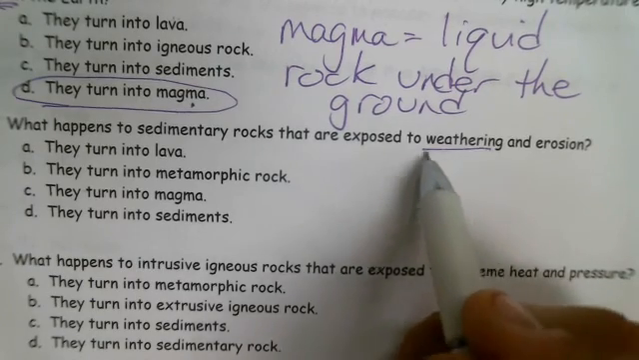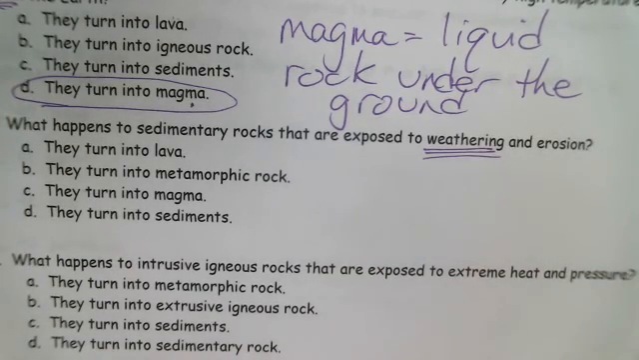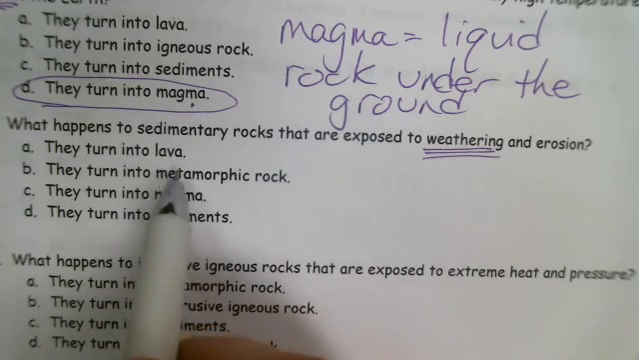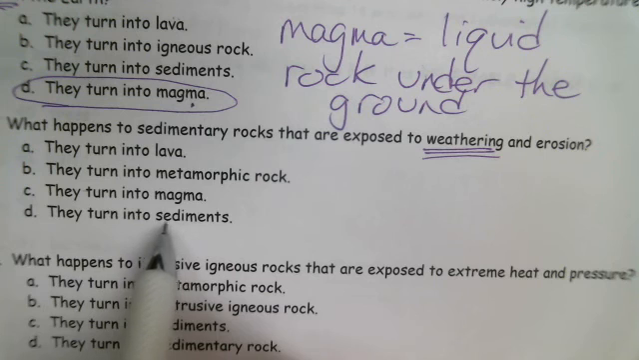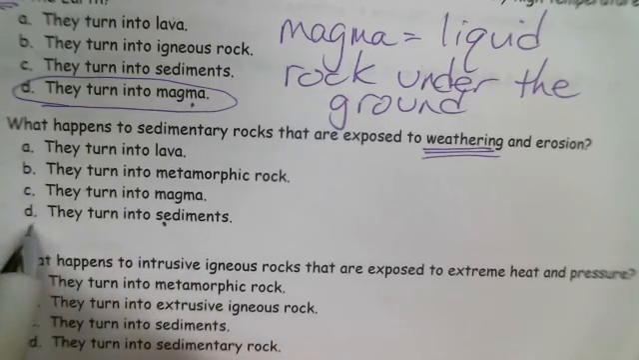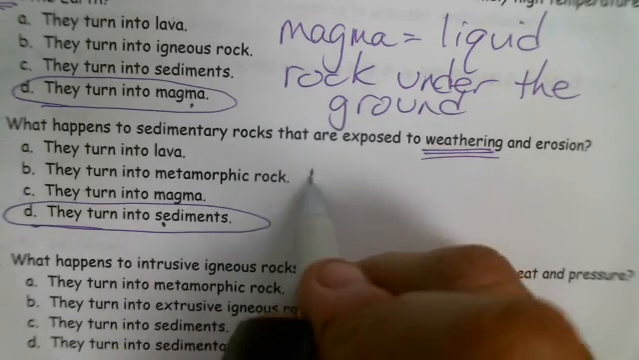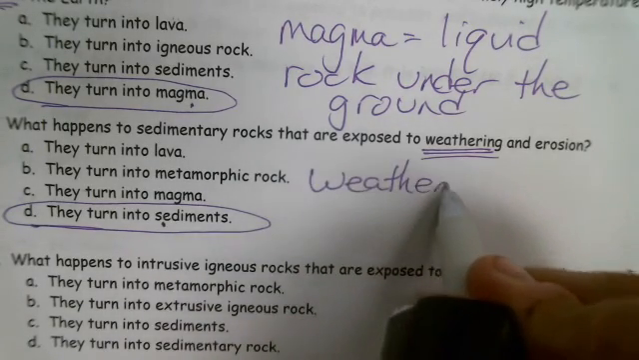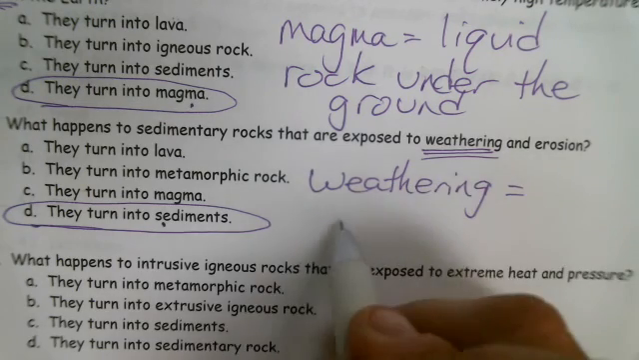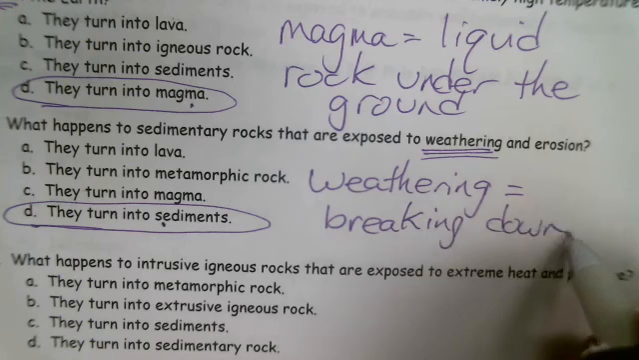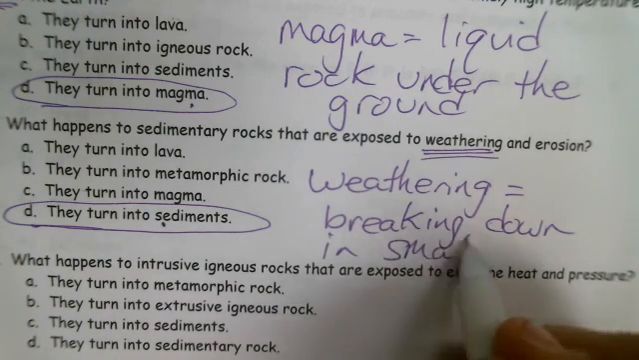Number 32. What happens to sedimentary rocks that are exposed to weathering and erosion? Okay, the key here is weathering. Weathering is the breaking down of large rocks into smaller pieces. And so, smaller pieces, smaller pieces, smaller pieces. Sediments are very small chunks of things like sand and pebbles and dirt and clay. So I'm going to choose option D. Off to the side here, please put weathering equals breaking down in small pieces.